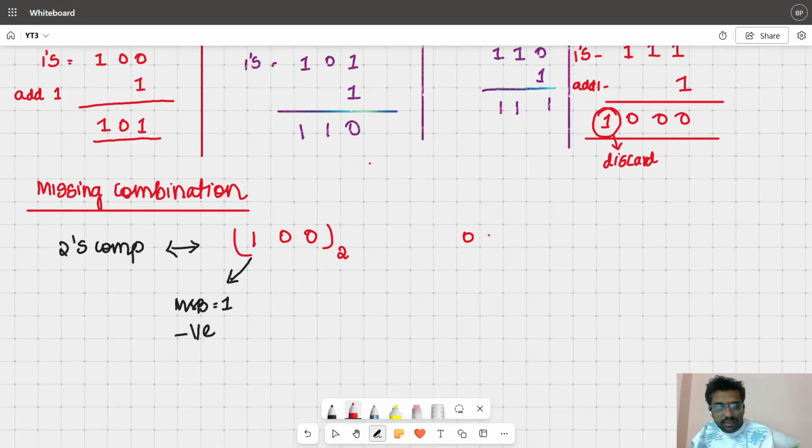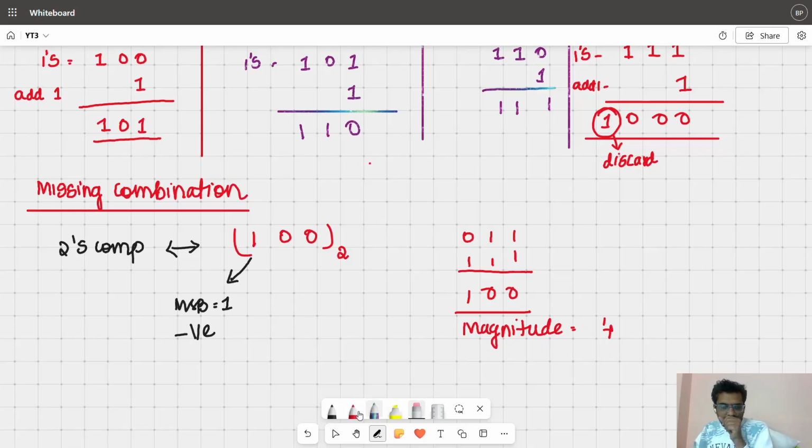So I'm making this 0, 1, 1, and again I'm adding 1, which gives 1, 0, 0. Here the MSB is negative and the magnitude is 4, which tells us that 100 is nothing but the representation of minus 4 to the base of 10. This is the thing which we need to understand.